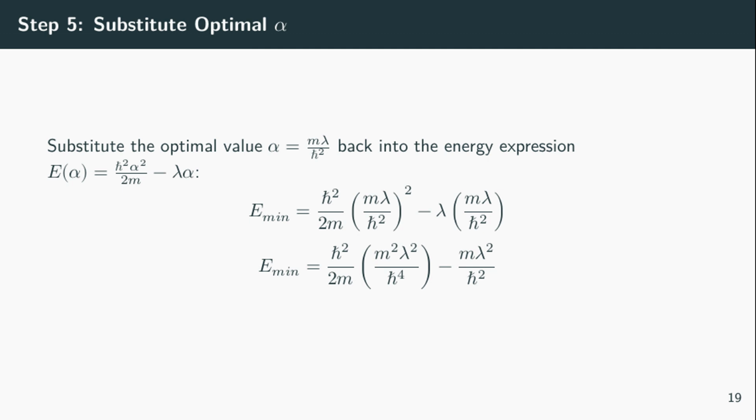The final step is to substitute this optimal value of alpha back into our energy expression, E of alpha, which was h bar squared alpha squared over 2m minus lambda alpha. Substituting m lambda over h bar squared for alpha, the minimum energy E minimum equals h bar squared over 2m times the square of the quantity m lambda over h bar squared, minus lambda times m lambda over h bar squared. Let's square the term in the parenthesis, m lambda over h bar squared: m squared lambda squared over h bar to the power of 4. So E minimum equals h bar squared over 2m times m squared lambda squared over h bar to the power of 4, minus m lambda squared over h bar squared.